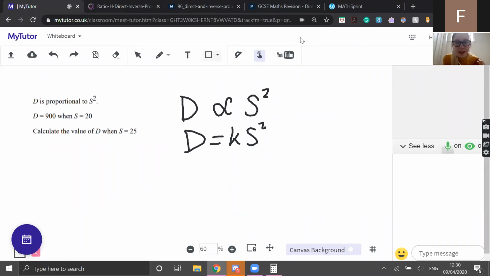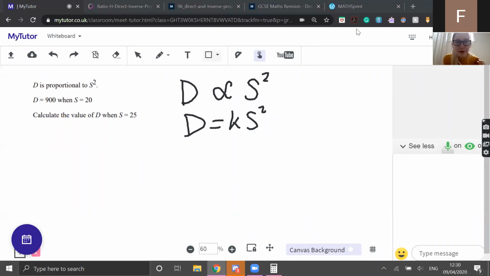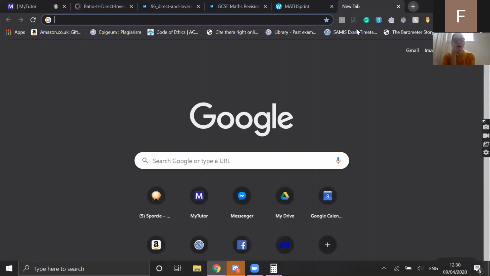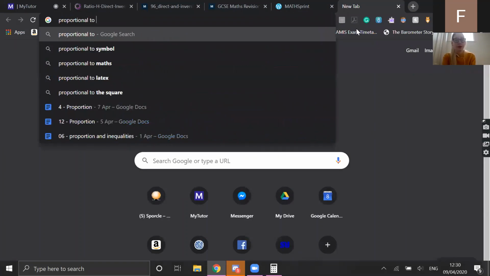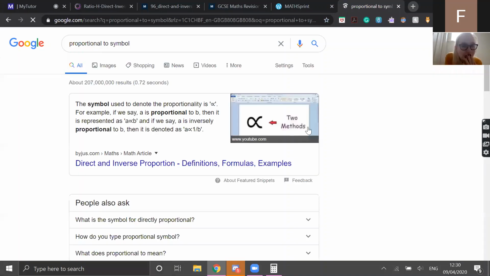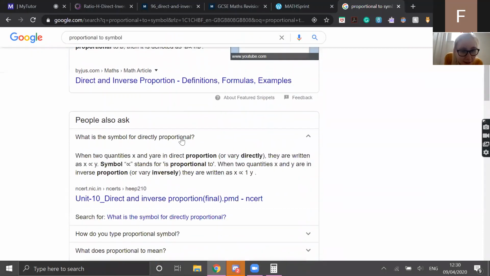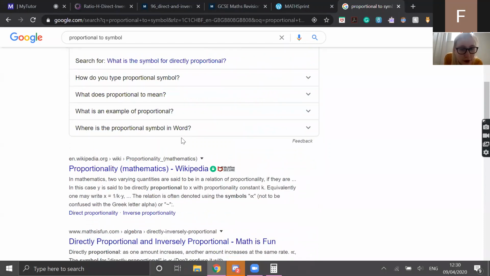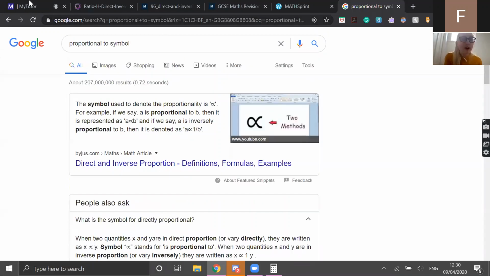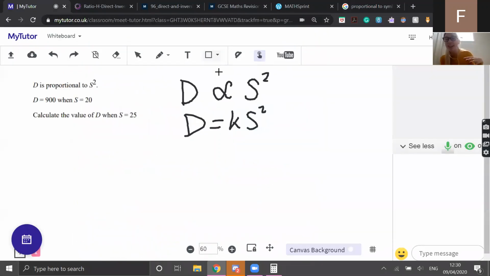Someone said, what's the actual name for the funny fish symbol? That's a very good question. I don't know, but Google will. Proportional to symbol. Doesn't tell me. It's probably some Greek letter, to be honest. It doesn't tell me. Maybe it's not a thing. Who knows? I'm not 100% sure. You don't really need to know. Research it if you want to. It's a widely used thing. It's not just something that I use. So you'll be able to Google it.